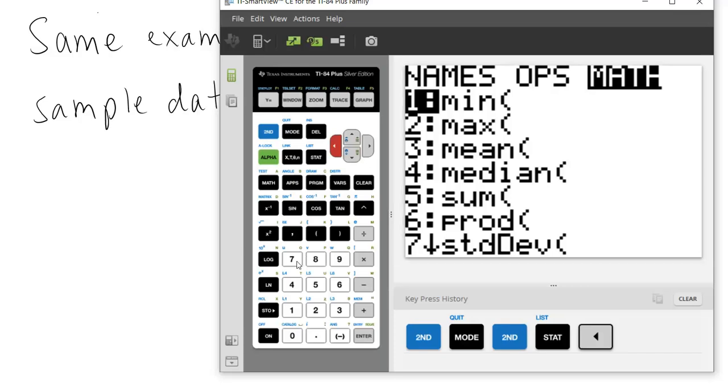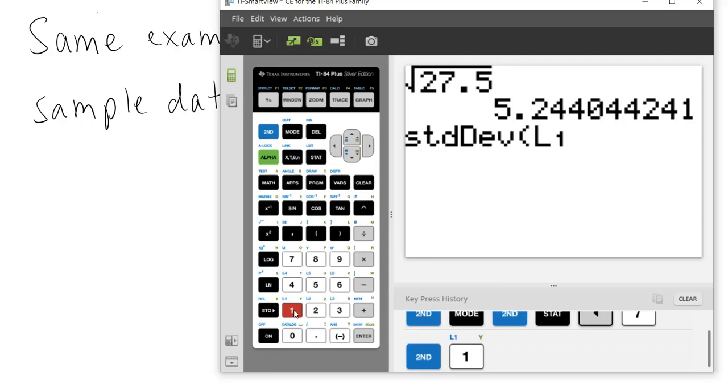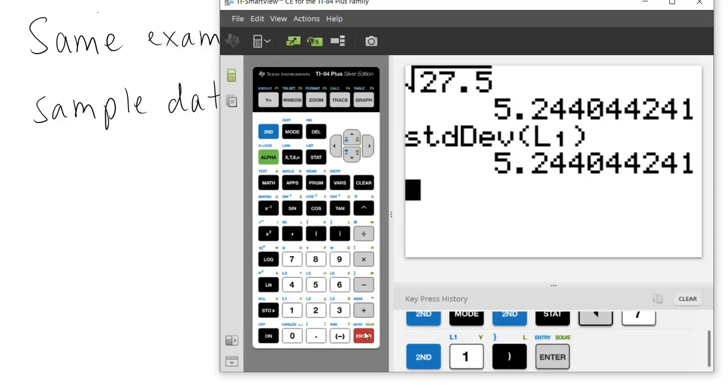I'm going to press the 7 key because I'm way too lazy to scroll all the way down there. It's asking me for the list name that I'm using. I'm using list 1, so second and the 1 key. Don't have to close the parentheses, but I can't help it. And then you hit enter, and it's the same result, way, way faster than doing the formula by hand.